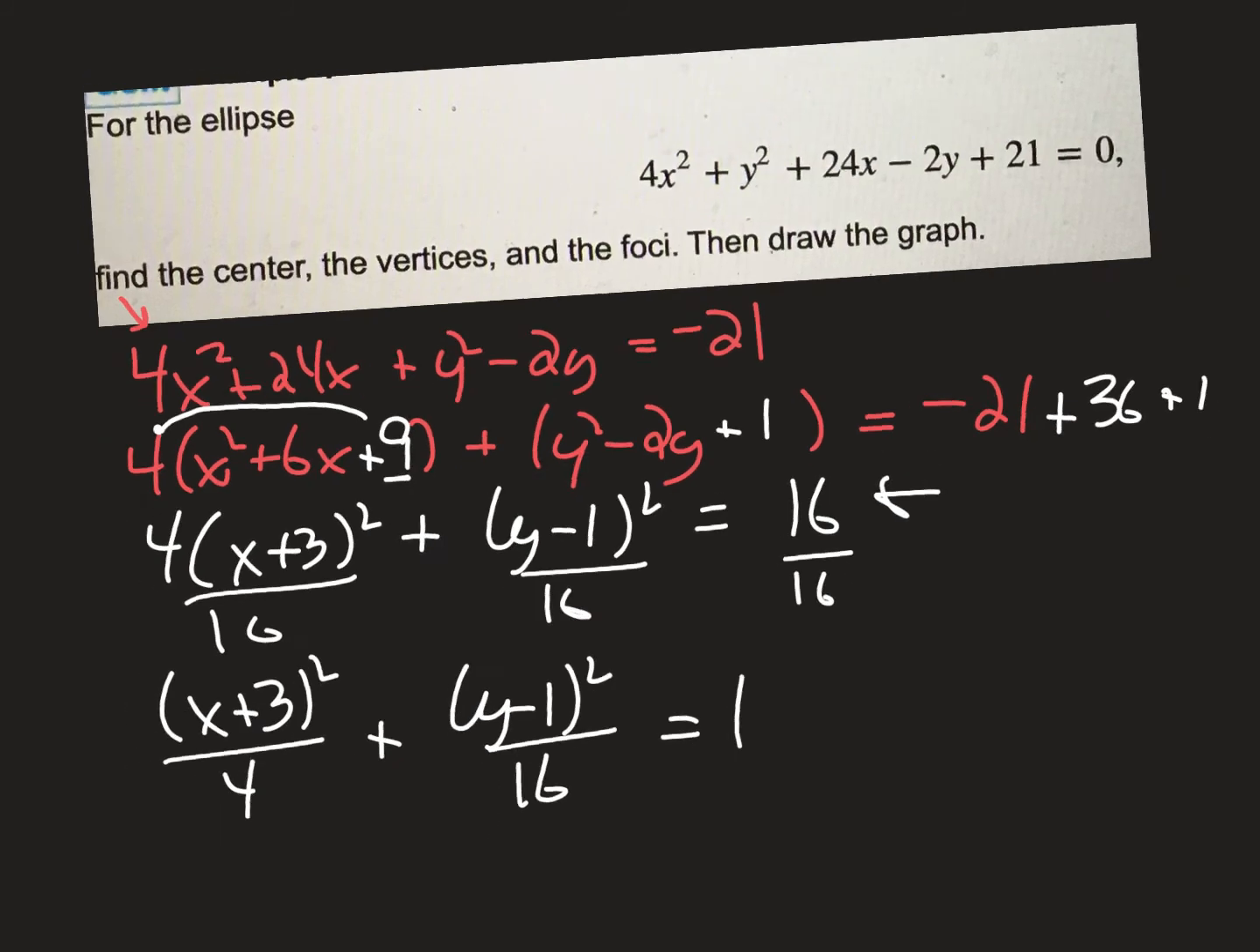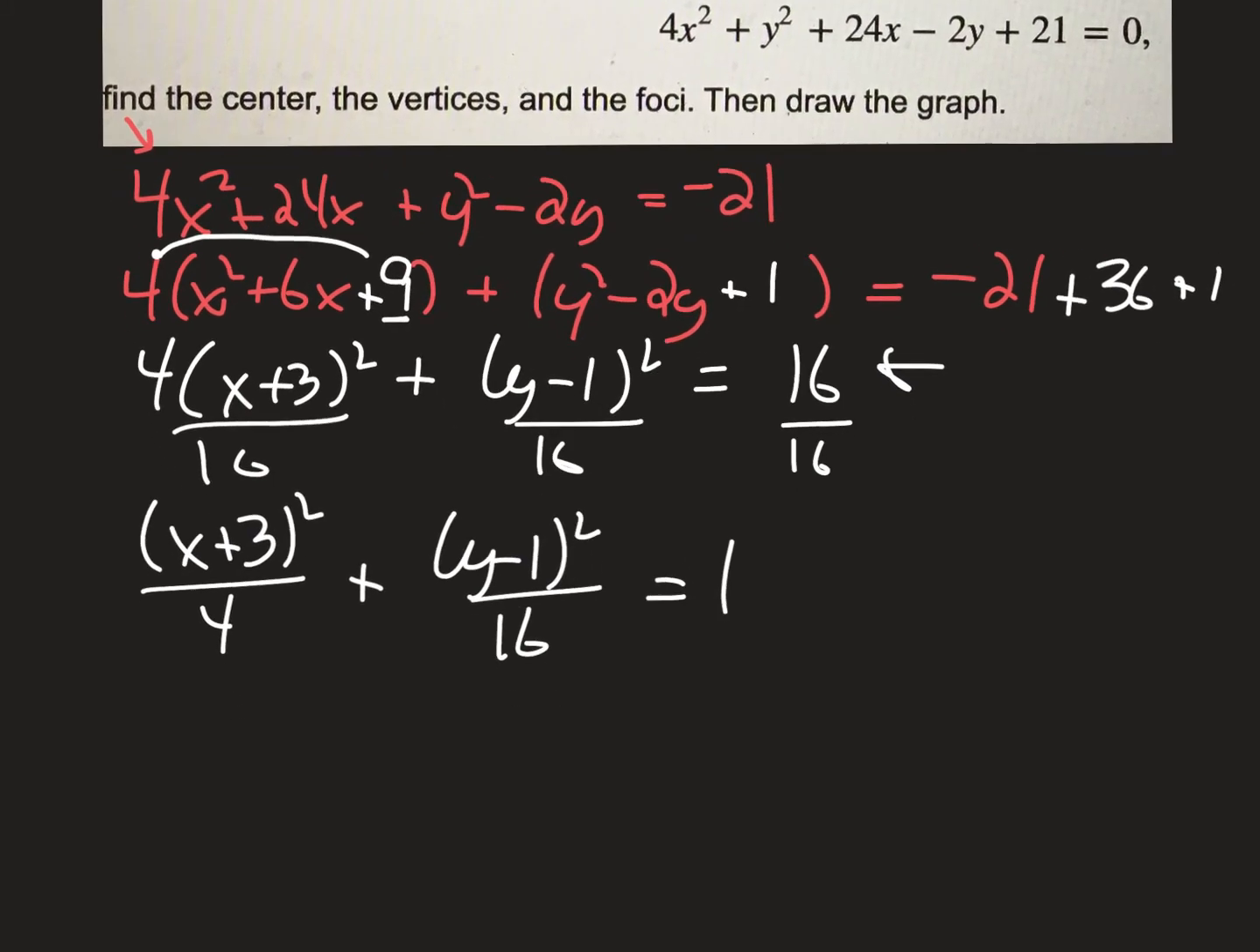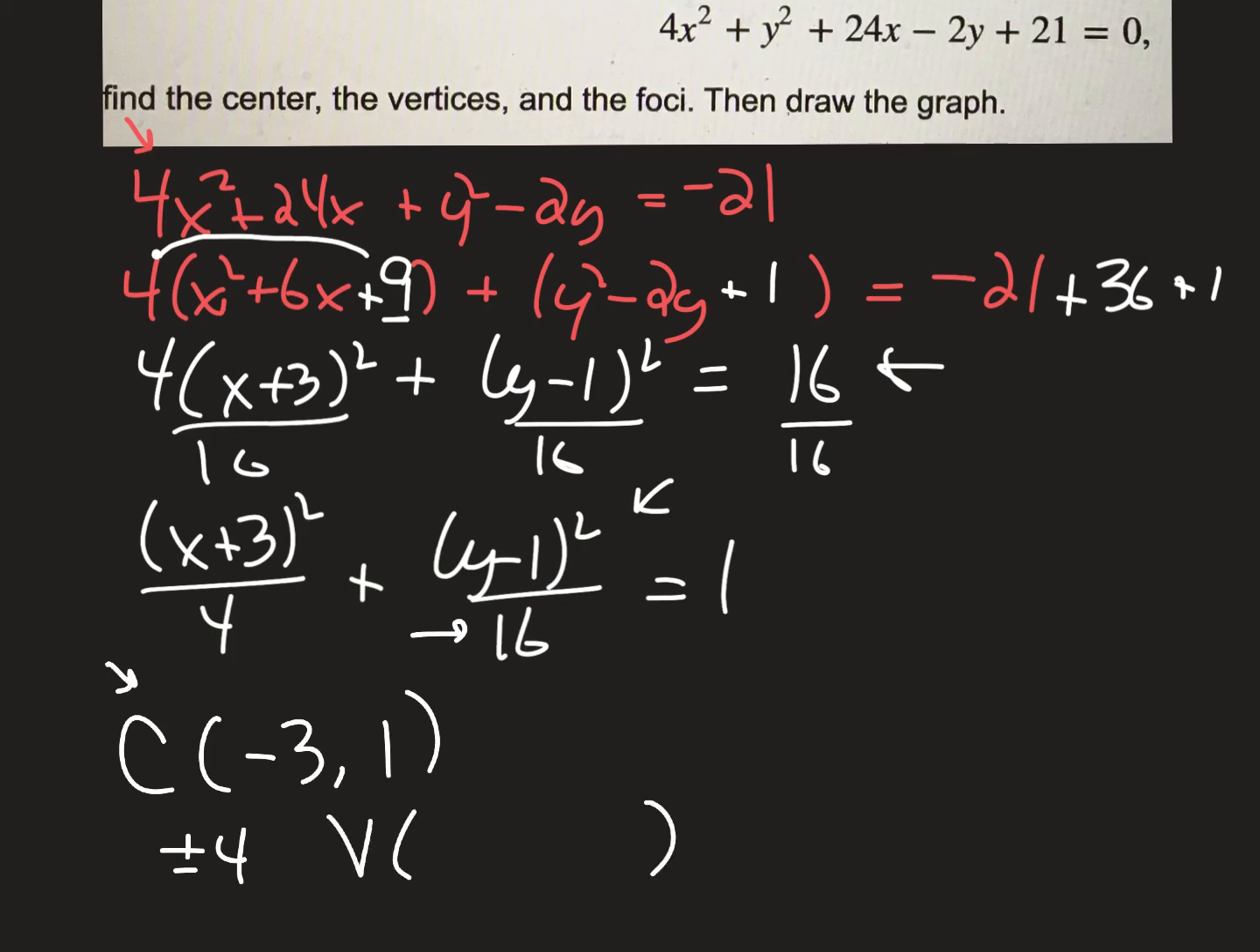Okay, so we got to find 3 things. We got to find the center, the vertices, and the foci. Okay, the center, first of all, is the opposite of what's inside the parentheses, just like the circle was. Right? The vertices, first of all, the y is the major axis again because 16 is the bigger number. So what the 16 tells me is the vertices are going to be plus or minus 4 away from the center. All right, not from 0, 0, but from the center. And because it's the y, it's going to be 4 up and 4 down from 1. So if I go up 4, it puts me at 5. If I go down 4 from 1, it puts me at negative 3. So there's my 2 vertices.